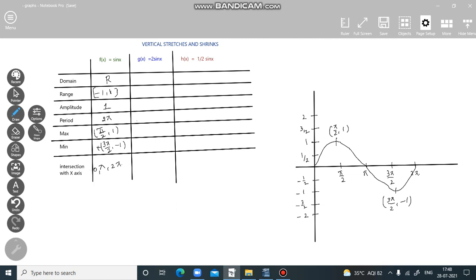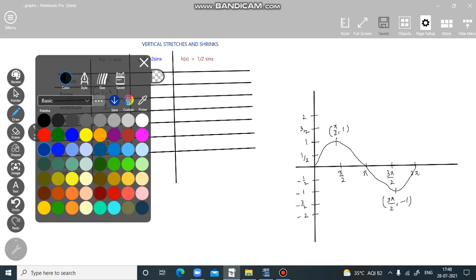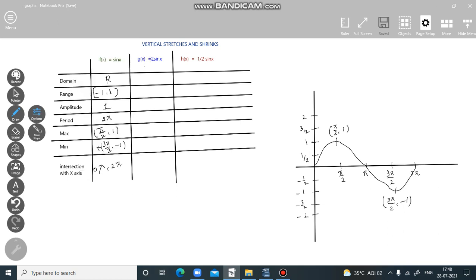Now let us see what will happen to g of x equal to 2 sin x, how it will differ from the parent function f of x equal to sin x. g of x equal to 2 sin x will rise to a height of 2, that is, it will start at the origin, go up to 2, so the maximum point will be 2, but the point of intersection with the x-axis will not change. It will be pi, and down it will again reach up to -2, and the point of intersection again with the x-axis will be 2 pi.